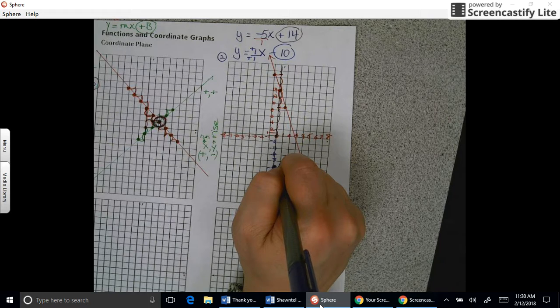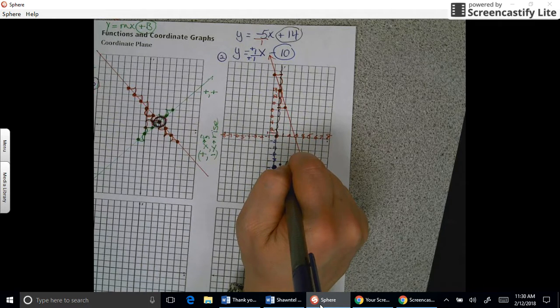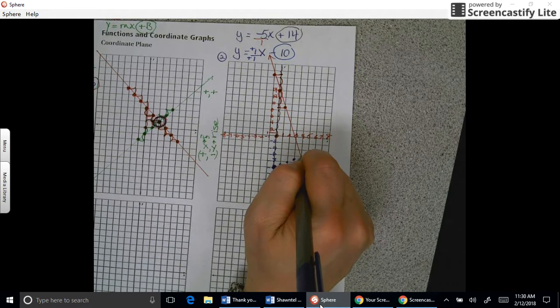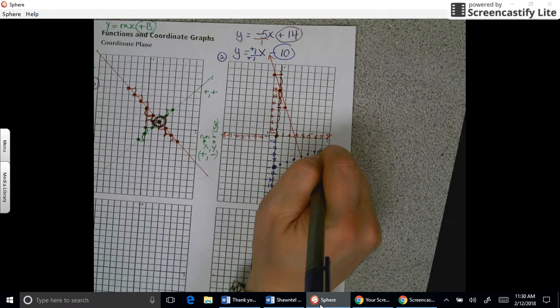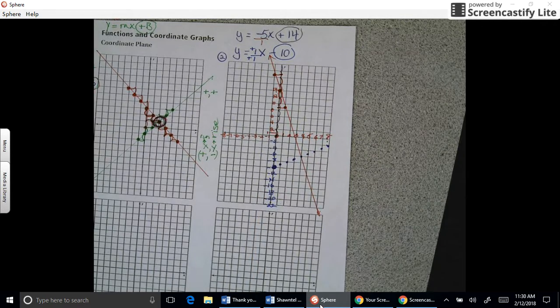And we could do it again and go up positive 1 and over 1. Because remember, these are in 2, so halfway is 1. Up 1, over 1, right? Up 1, over 1. Up 1, over 1. Up 1, over 1. Right?